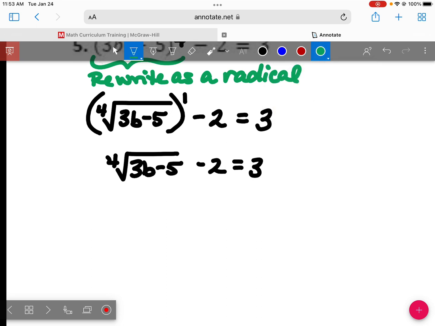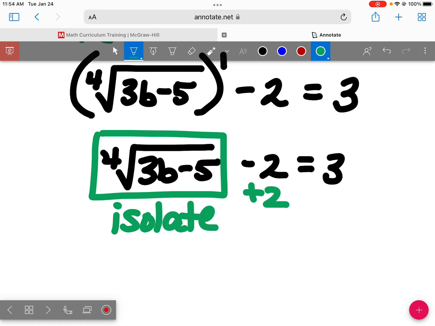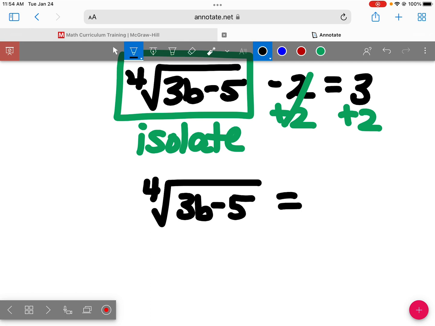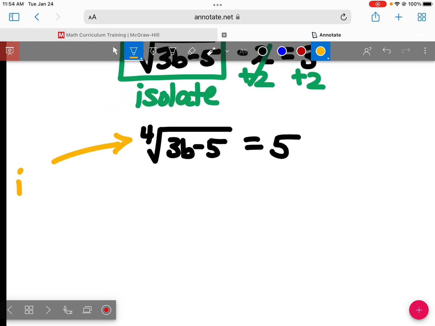What do I do? Add 2 on both sides. We want to isolate this, so I'm going to add 2 to both sides. So the fourth root of 3b minus 5 equals 5. What do I do after that, and why do I do it? Raise it up to the power of my index. So we're going to raise it to the power of 4. Here's my index.